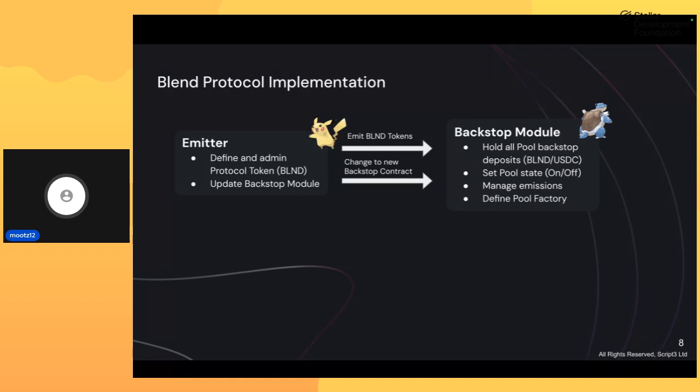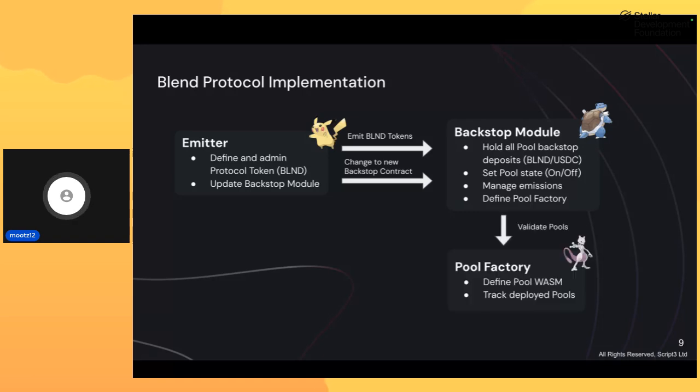Secondly, it also manages the Blend emissions. Starting from the emitter, Blend tokens get sent to the backstop module, and it's the backstop module's responsibility to send them to all of the pools within the Blend ecosystem.